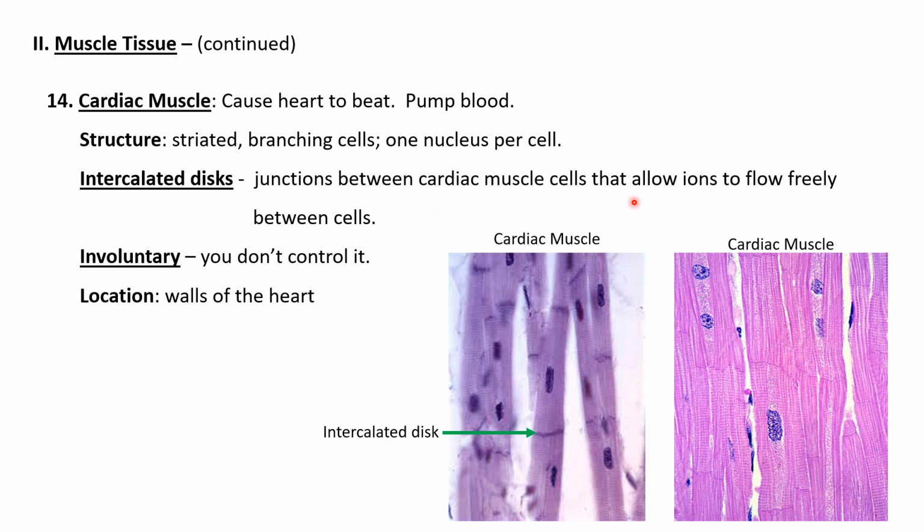And they're junctions between cardiac cells that allow the ions to flow freely from cell to cell. That way the whole area of heart wall can contract in one smooth movement instead of just the individual cells, because they have little gaps in here called gap junctions, little holes, proteins, and those will allow ions to flow through.